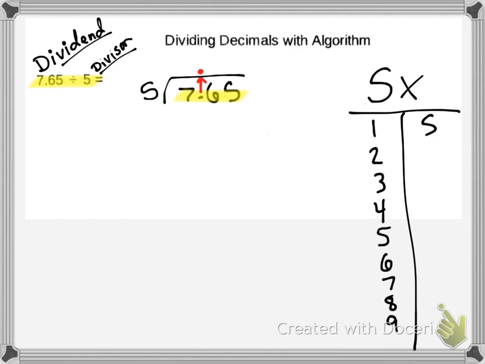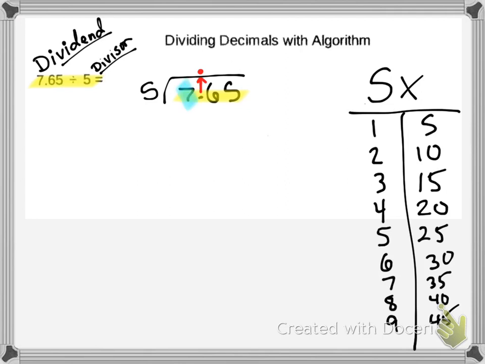1 times 5 is 5, 2 times 5 is 10, and then you can skip count by 5s if you want to, because 5 is an easy number. So you can say 5, 10, 15, 20, 25, 30, 35, 40, and finally 45. You could check it by doing 5 times 10 to see if it gives you 50, but because this is an easy divisor, you don't have to really do that.